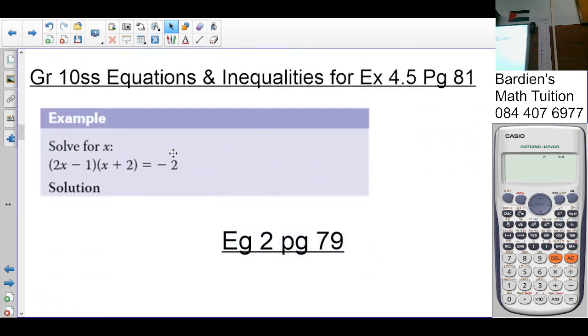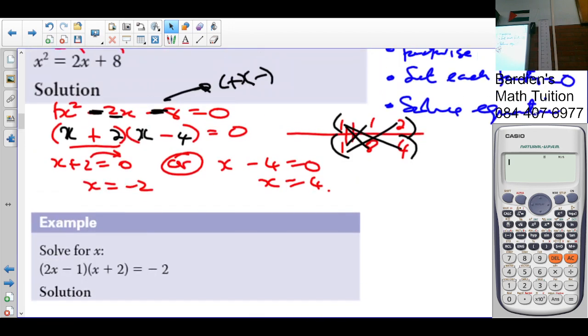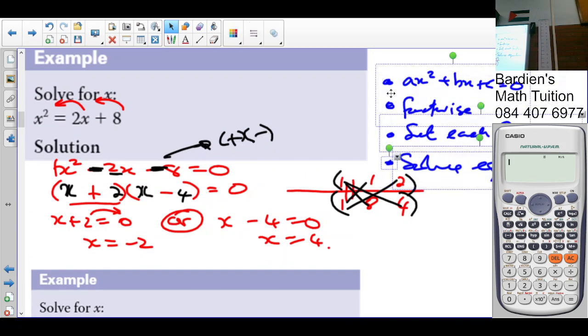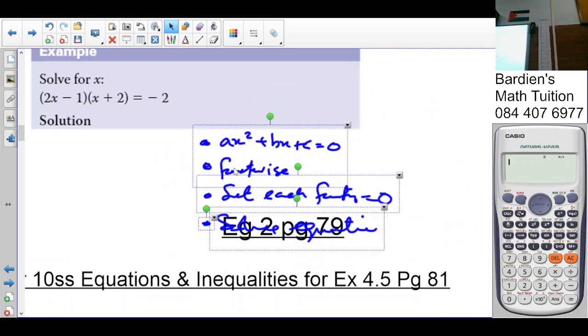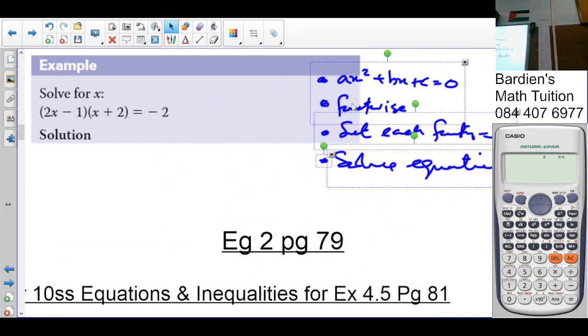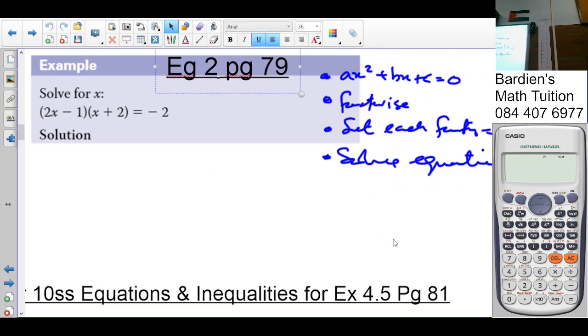Let's look at the third example. Again, you must keep this in mind, okay? Those are the steps we are going to follow in pursuit of solving the quadratic equation. This is example 3, and example 3 is also on page 79. Okay. So again, the question says solve for x. So to get it in standard form, I must get rid of the brackets first.